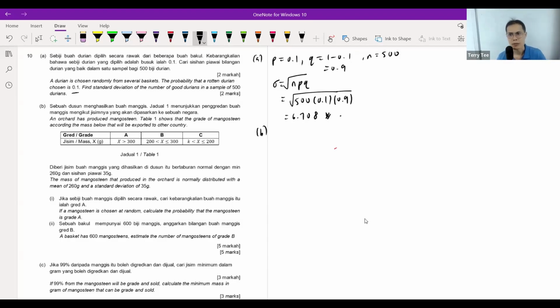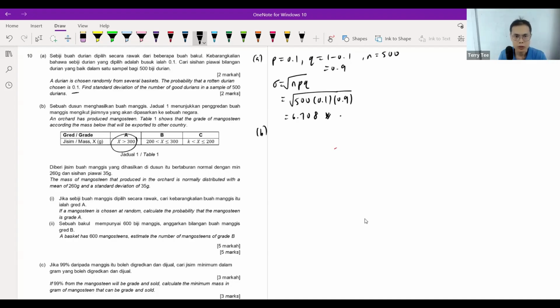This question is very similar to SPM 2006. Actually, they cloned it from that year. You still remember this question. An orchard has produced mangosteen. Table 1 shows the grade of mangosteen according to the mass, below which will be exported to other countries. You have grade A, grade B, grade C. This is the mass. The heavier it is, the higher the grade, right?